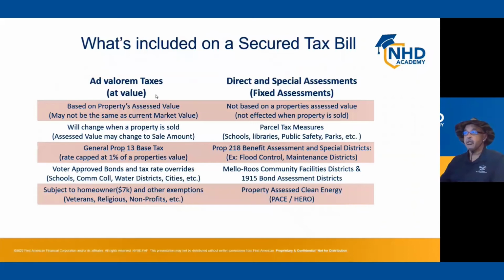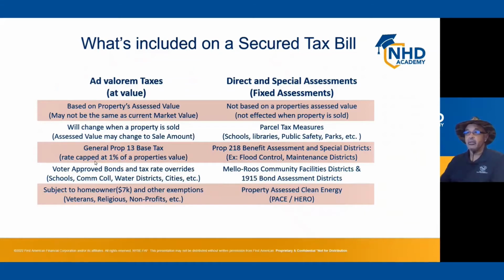So what's included on a secured tax bill? There are two types of charges. You have ad valorem taxes, which are based on the value of the property. And it's important to note that the property's assessed value may not be the same as the current market value. The market value may be much higher than the property's assessed value. Ad valorem taxes will change when the property is sold. The assessed value may be reset to the sale amount of the property.